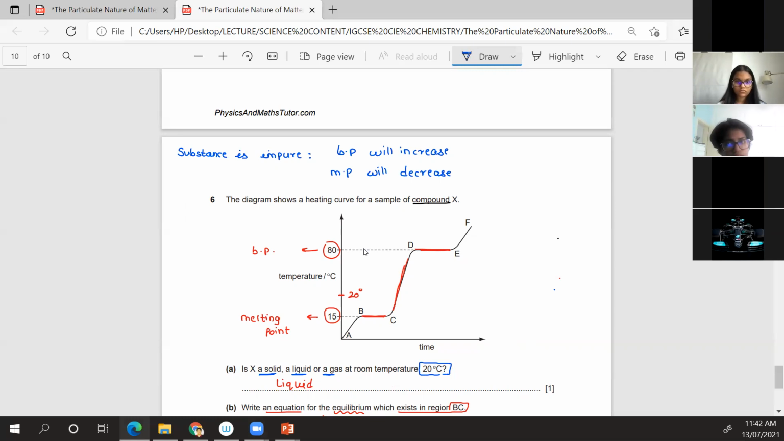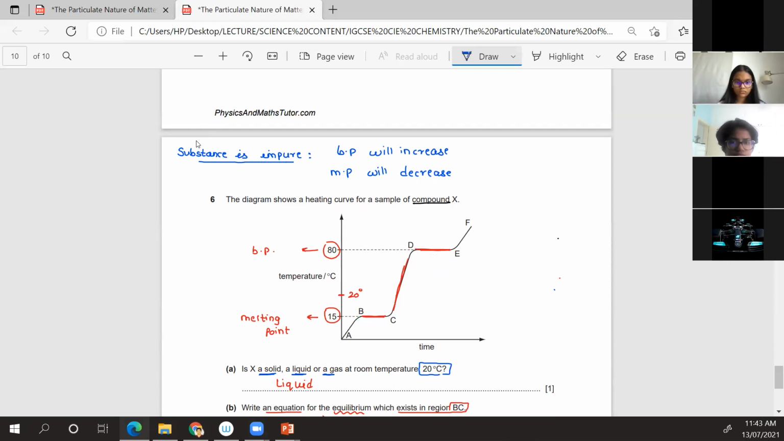Now see, DE is my boiling point, correct? So this will go above. That region will be on the top. And the BC region is my melting point, so this will be over here, meaning it will start melting before 15 only. So the melting point curve would be below and the boiling point curve would be above. That is what you have to remember: if the substance is impure, the boiling point will increase and the melting point will decrease.